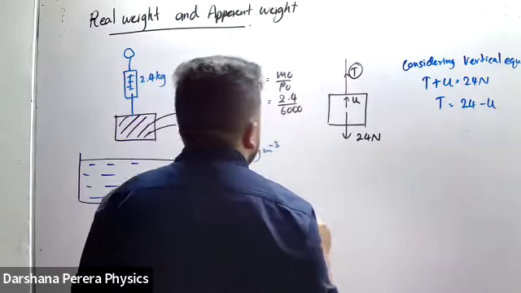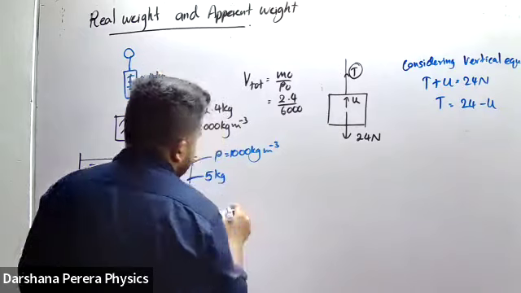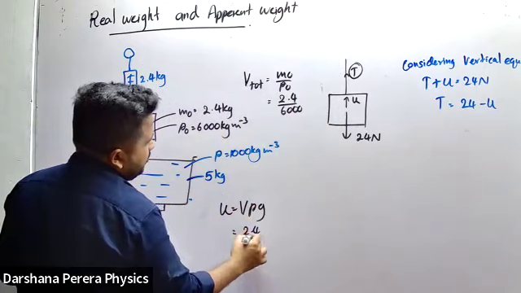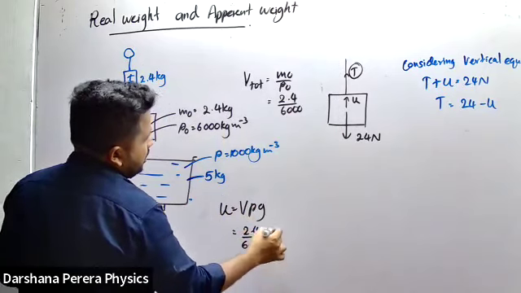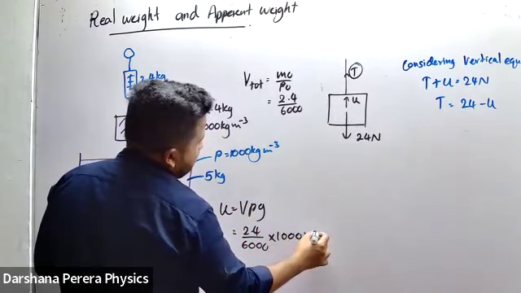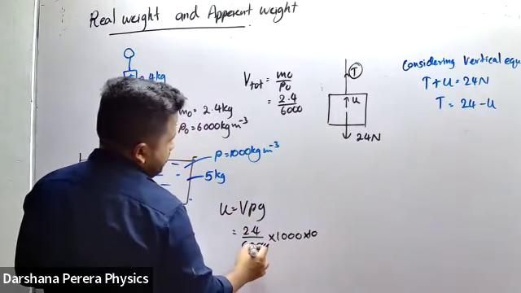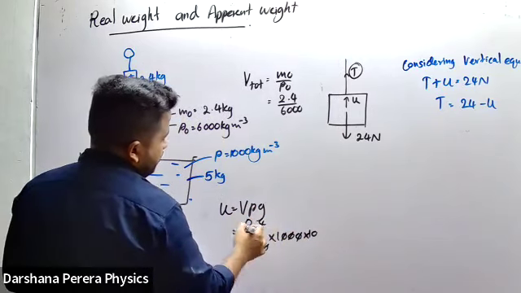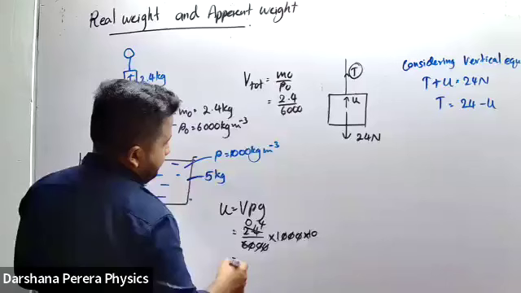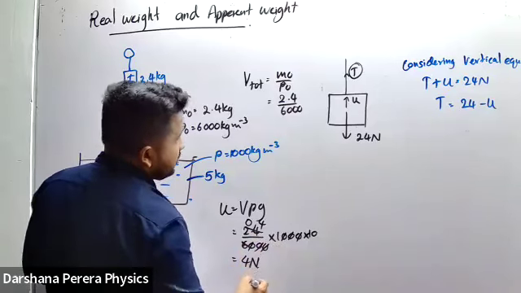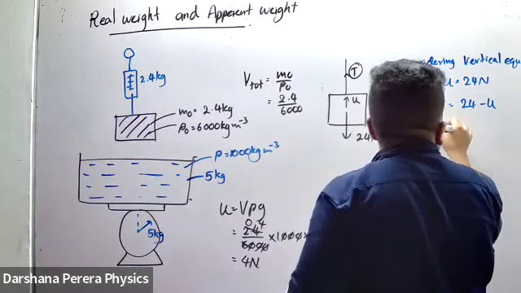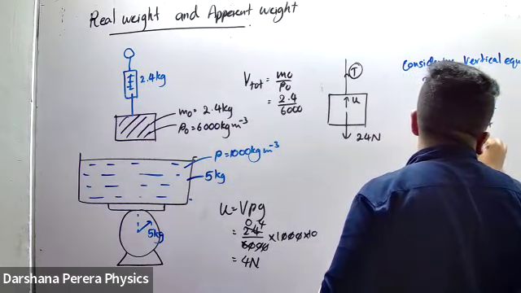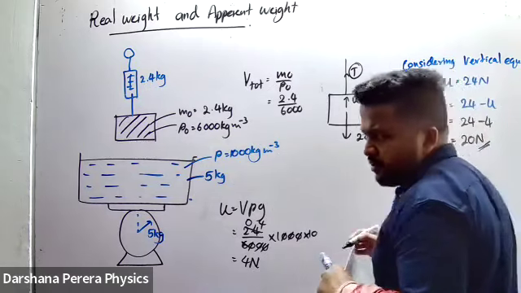So we have to find the upthrust U. U equals V rho g. That is 2.4 over 6,000 into 1,000 into g, taking g as 10. Therefore, 0.4 into 10, 4 Newton. Therefore, we have to reduce that one. T equals 24 minus 4, which equals 20 Newton. Okay, it's the answer. Yes, your answer is correct.